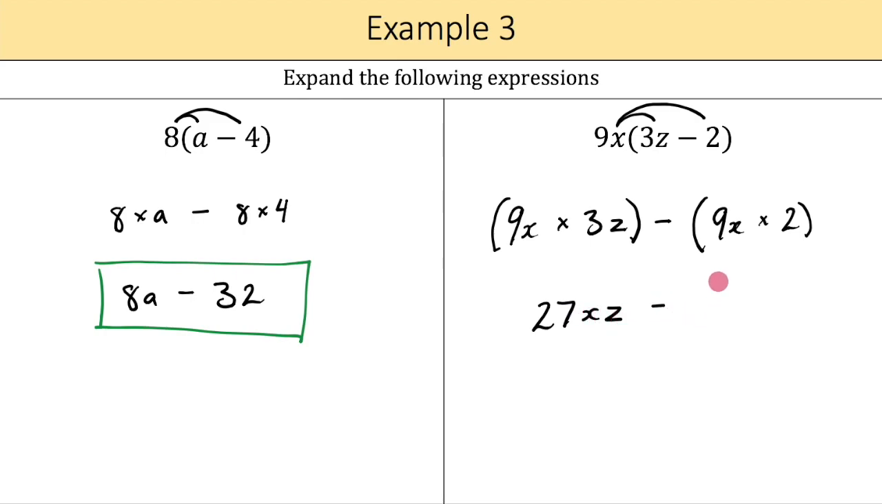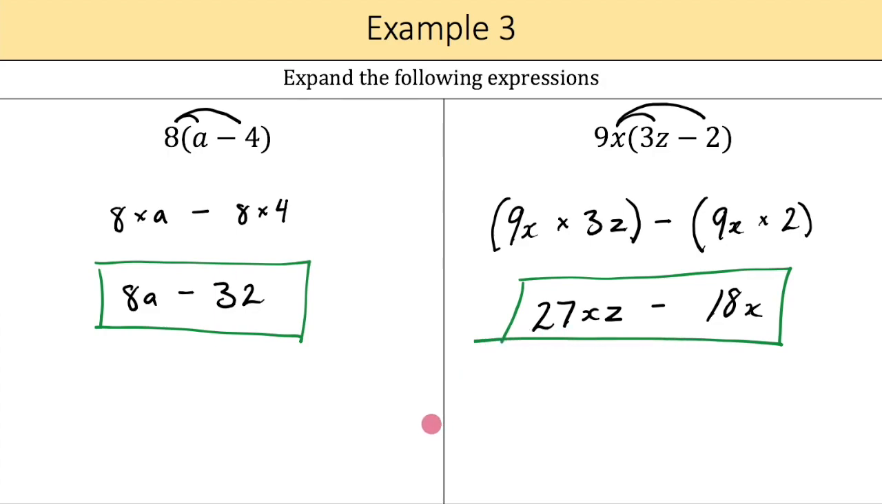Then I'm going to minus 9 times 2, which is 18. Then I have this x. And that is going to be my final answer there, because they're two unlike terms. They're not like terms, so that's where I'm going to leave it. So hopefully you got those answers.